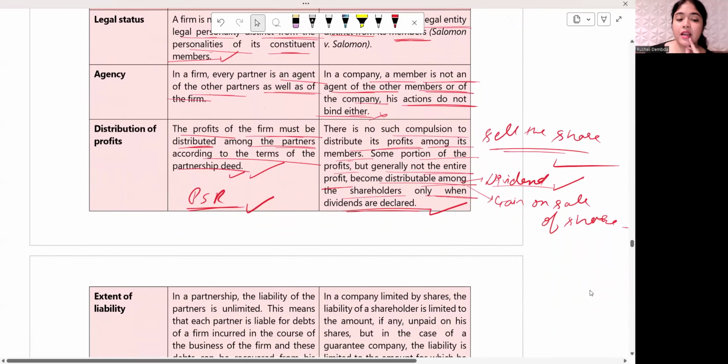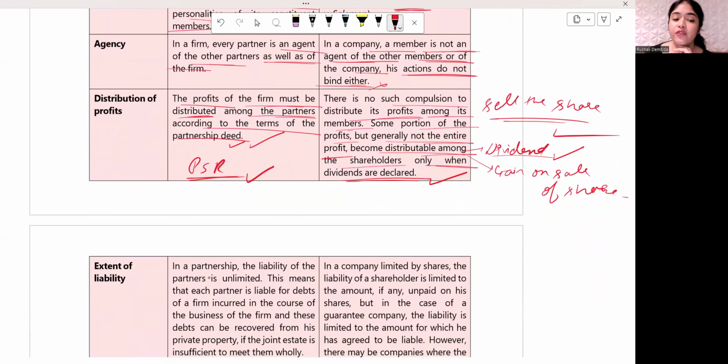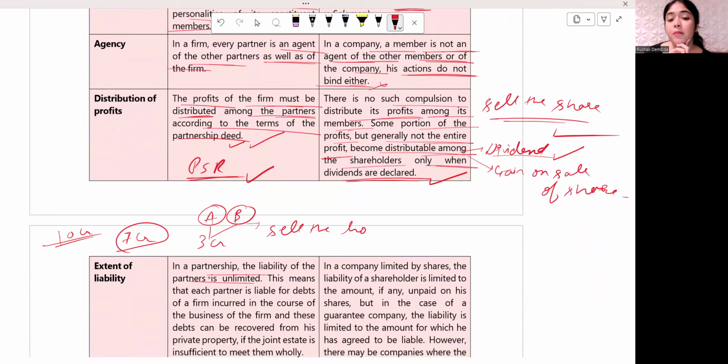Extent of liability. In a partnership, the liability of the partners is unlimited. If the money is exhausted, you have to pay 10 CR and the firm has only 7 CR. So the remaining 3 CR will be paid by the partners A and B. Their liability is unlimited. They have to sell their house, etc. They have to bring the money from their house.